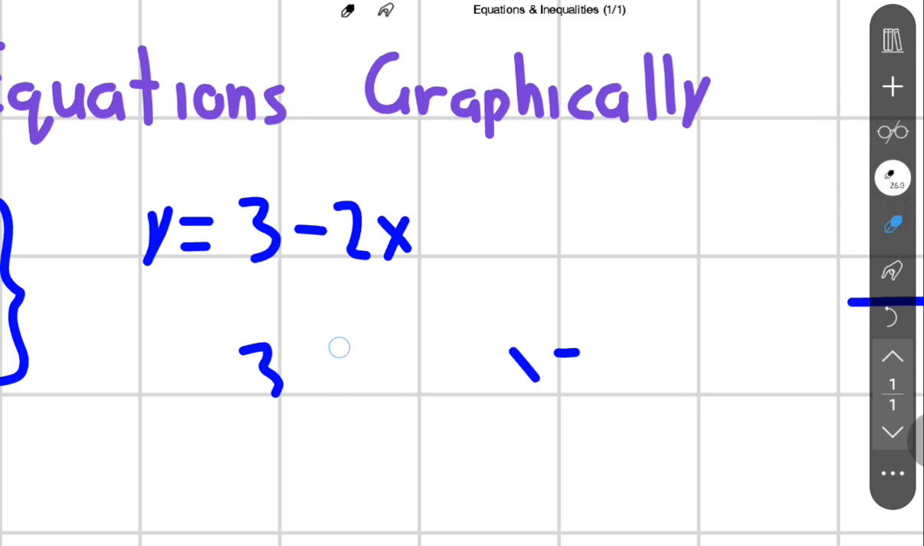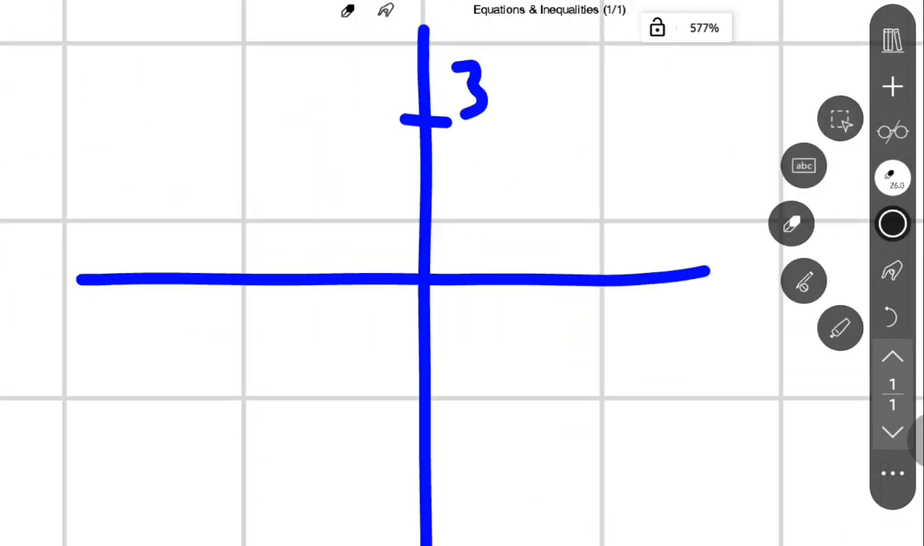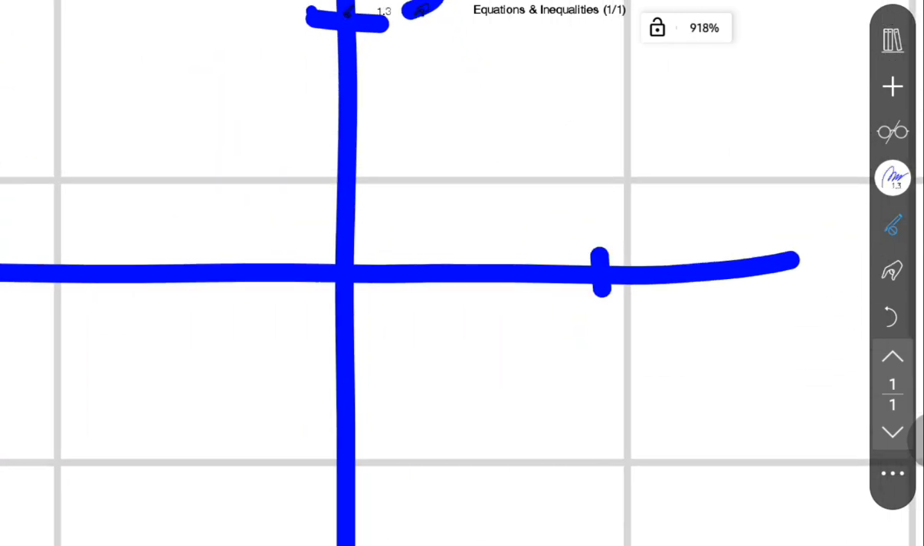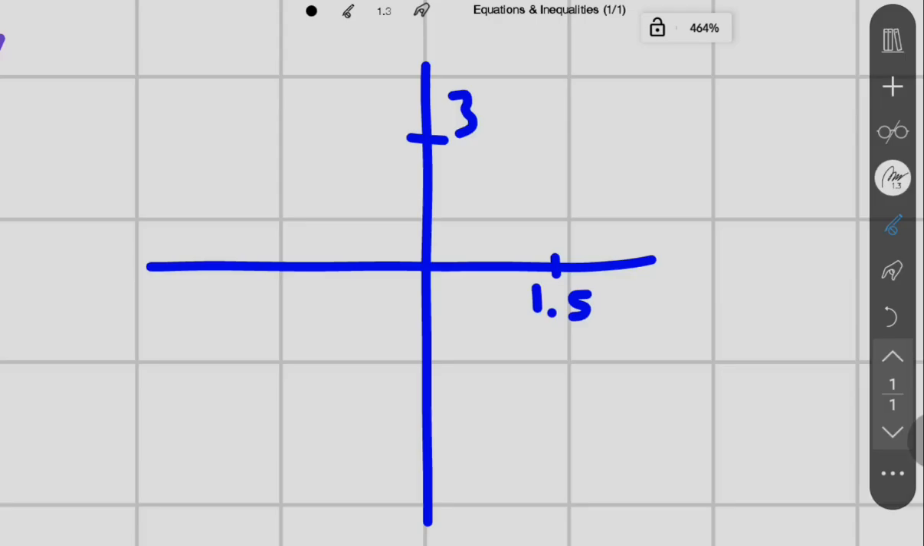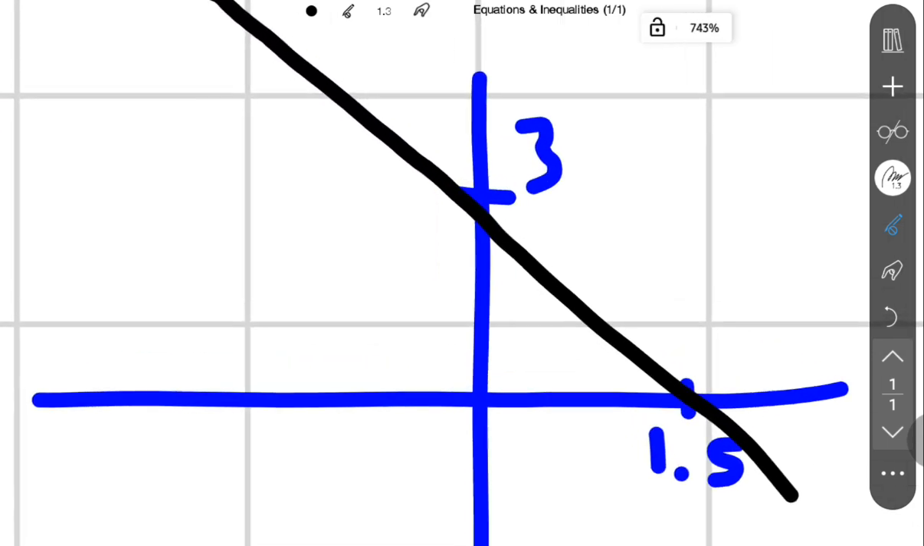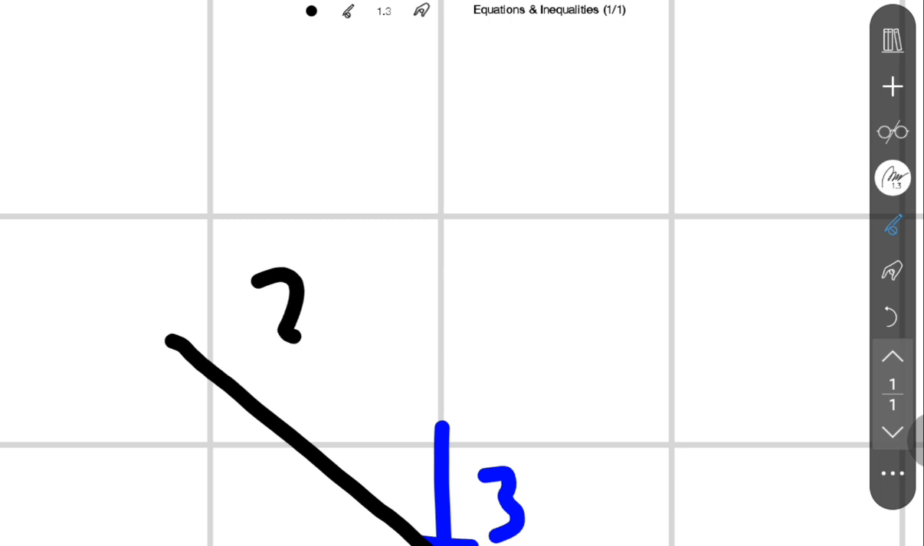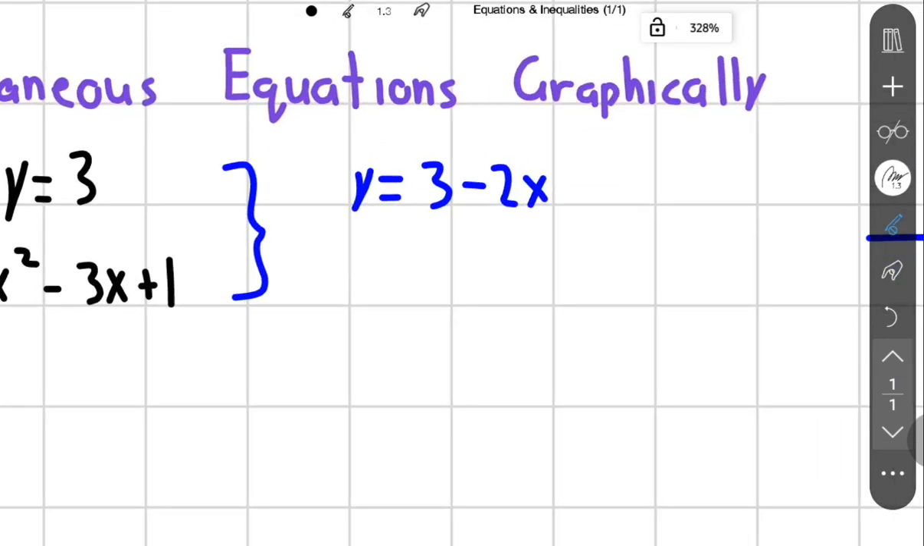So 3 over 2 is going to be somewhere here, just past 1. We have 1.5. Let me just get a different color. Yeah, and let's say this is the graph. So this is basically 2x plus y equals 3. And let's graph the second one.